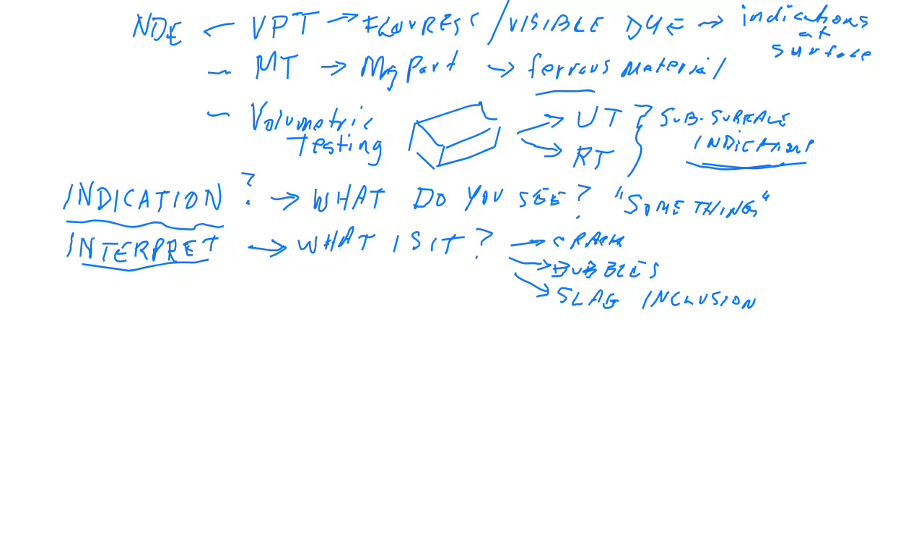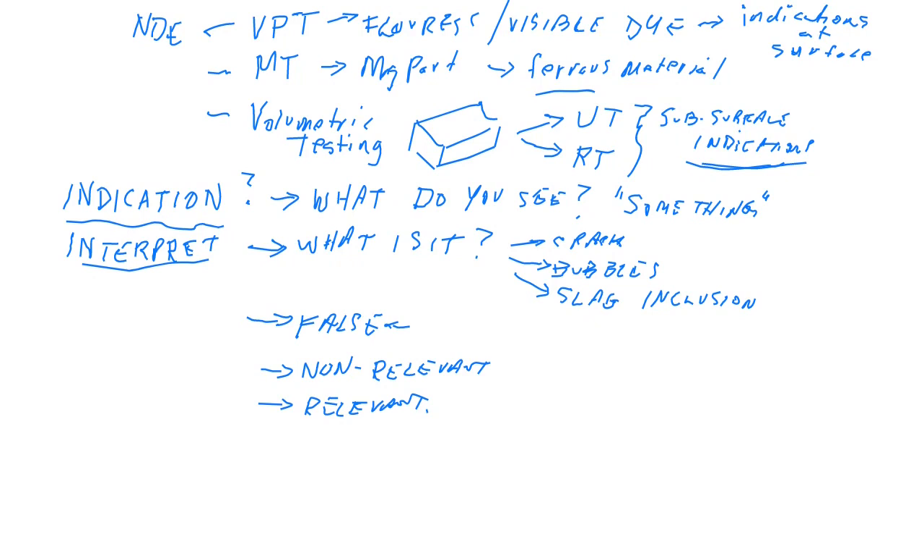And then what we're going to have to do is determine, as part of the interpretation, is it false? Is it non-relevant? Or is it relevant? So as for the false one, let's take a look at this one first.